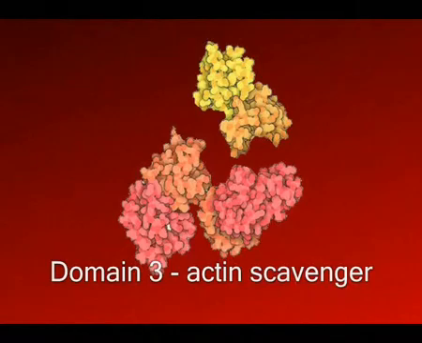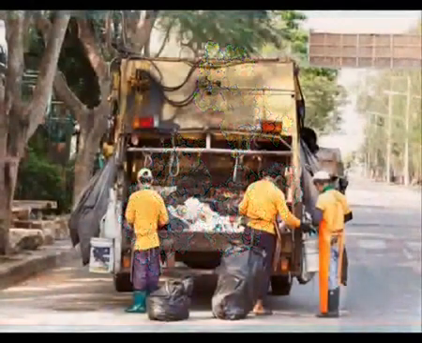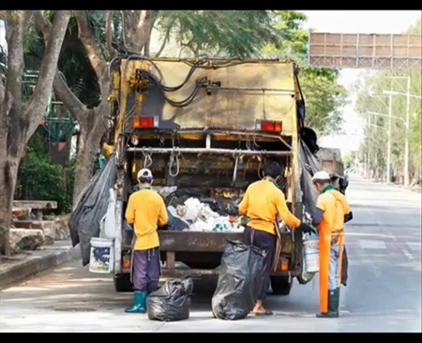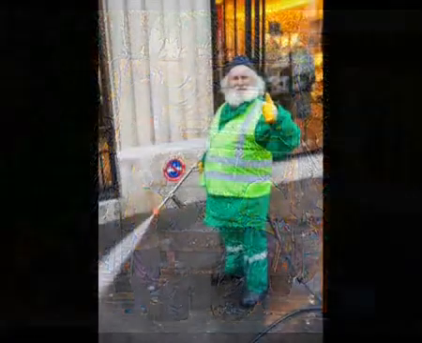Domain 3. Actin scavenger. The third domain on vitamin D transport protein is an important part of the plasma actin scavenger system and operates like a refuse collector and transports toxins to the liver so that they can be eliminated from the body.